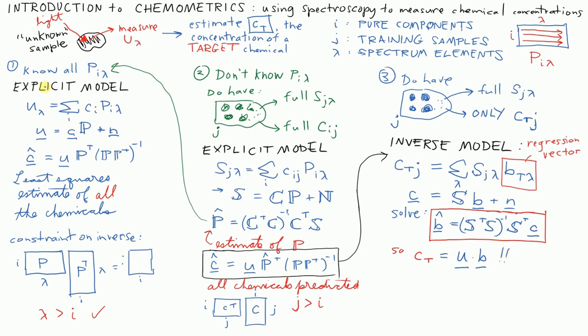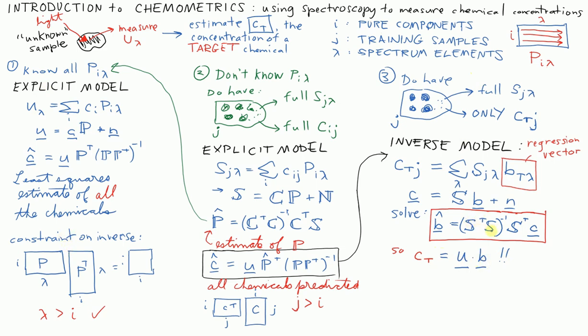Notice I didn't ever have to use the explicit model. I don't know what the spectra are of all the pure chemicals, but I can still estimate what the concentration is of one chemical, my target chemical, by figuring out the regression vector for that particular target chemical. So that's great. However, the constraint on the inverse comes in again.